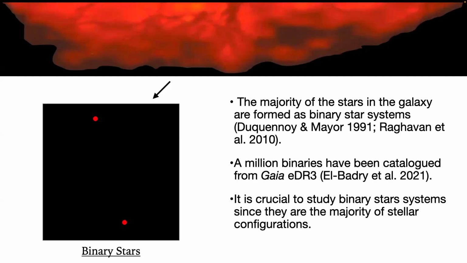Okay. So this is kind of a review from what Gavin said. Binary star systems are common in the galaxy. In the most recent Gaia catalog, there are about 1 million binaries so far. Since binaries are the majority of stellar configurations, it's really important to study how planets and the disk dynamics around these binaries evolve in time.